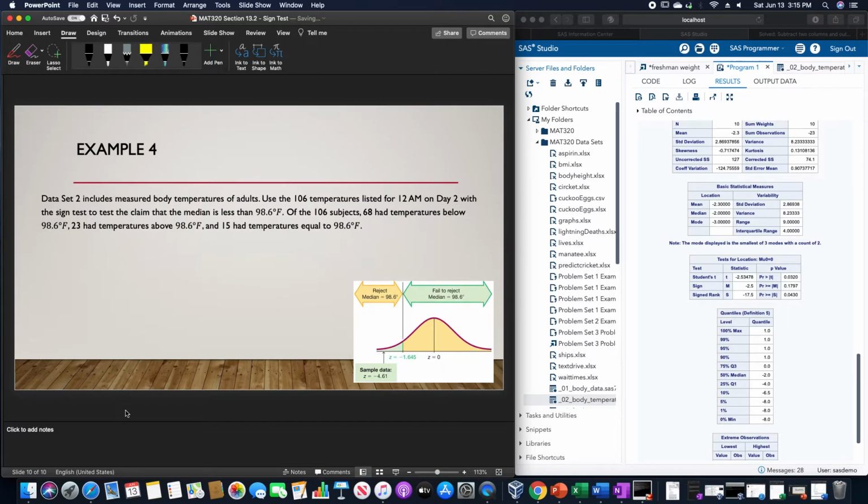And then finally, for our last one on here, dataset 2 includes measured body temperatures of adults using the 106 temperatures listed for 12 a.m. on day 2 with the sign test to test the claim that the median is less than 98.6 degrees Fahrenheit. Of the 106 subjects, 68 had temperatures below 98.6 degrees Fahrenheit, 23 had temperatures above 98.6, and 15 had equal to 98.6 degrees Fahrenheit. So we could say that this is a simple random sample.